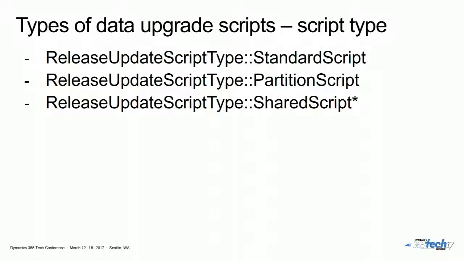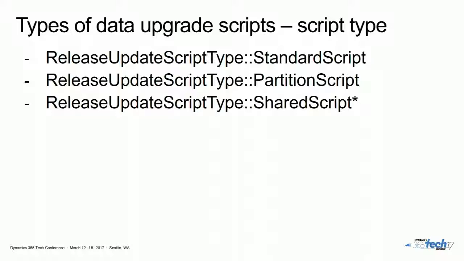Again, script type, there are mainly three different types of scripts: standard, partition, and shared. If you're familiar with how upgrade worked, they mean exactly the same thing in D365. These attributes determine how often these scripts get scheduled during the actual upgrade process, right? If you tag it with standard script, this script will get scheduled once per legal entity, right?